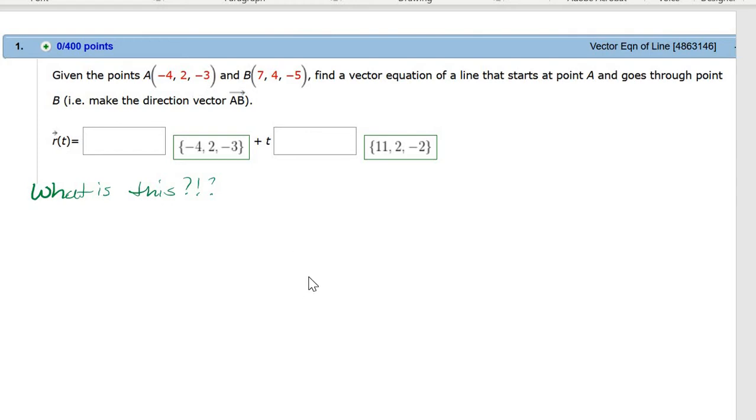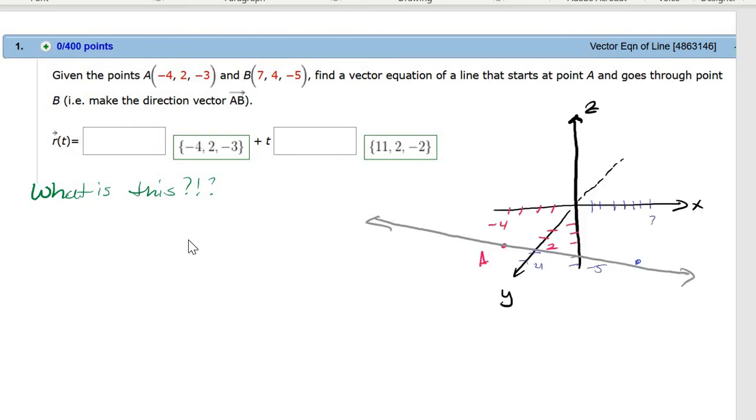I'm going to do my best to draw some pictures so you can see what's going on. So I've got these 2 points, A and B, and you want to find a vector equation of a line that starts at point A and goes through point B. It gives you a hint, but here's what's going on. I tried my best to draw this. I'm not the expert at drawing these things, but there's a nice Khan Academy video where they draw these things out. So the first point is -4, 2, and -3.